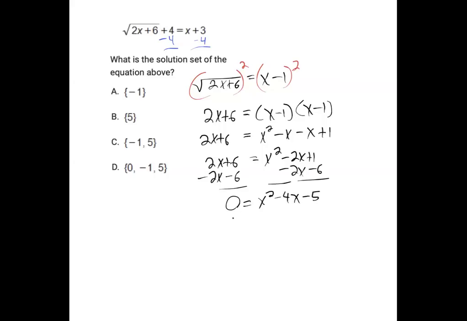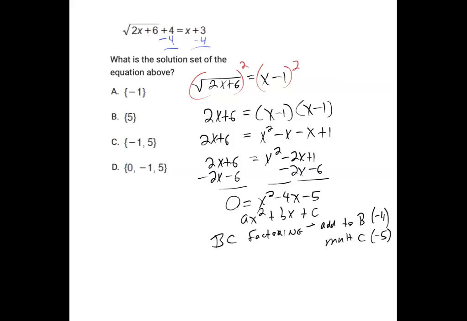This is an ABC quadratic because the quadratic's in the format of ax squared plus bx plus c. And for an ABC factoring situation, you need two numbers that add to b and multiply to c. So our two numbers need to add to -4 and multiply to -5. What two numbers do that? -5 and +1. So x minus 5 and x plus 1.